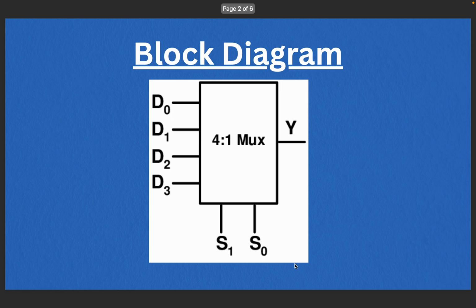Now going to the block diagram. This is a block diagram of our 4:1 multiplexer. You can see the four input lines as mentioned earlier, D0, D1, D2 and D3, and the two select lines S1 and S0 and the single output line Y. The block itself is like a black box that performs a selection function. The select lines S1 and S0 determine which of the four inputs get connected to Y.